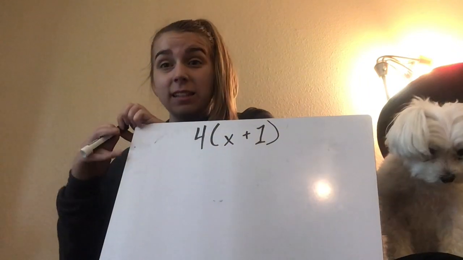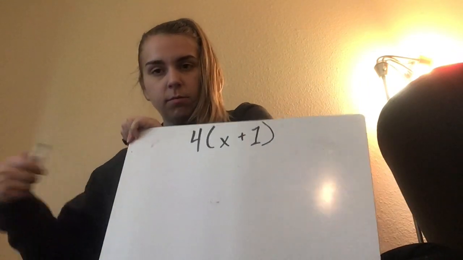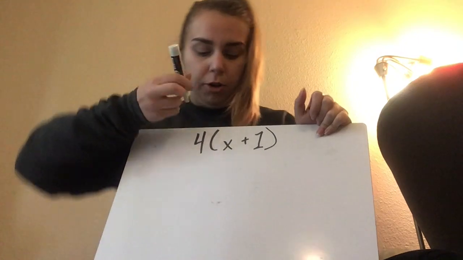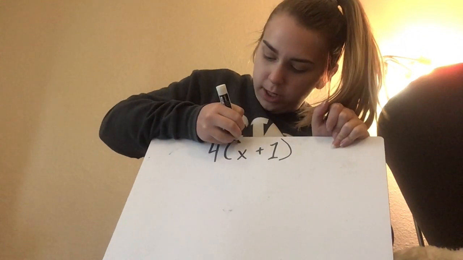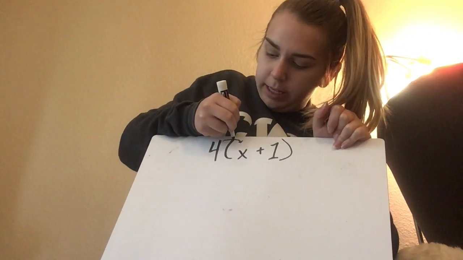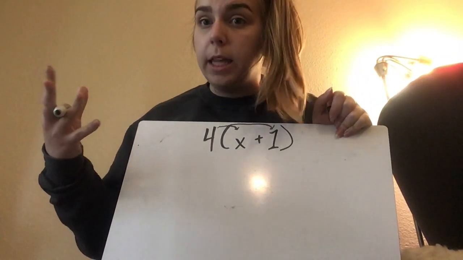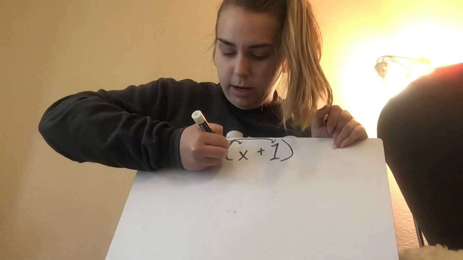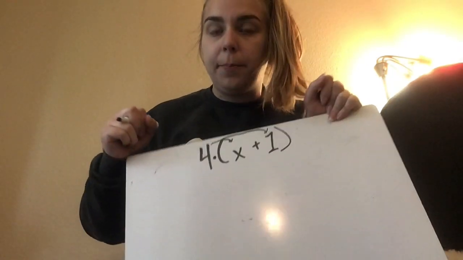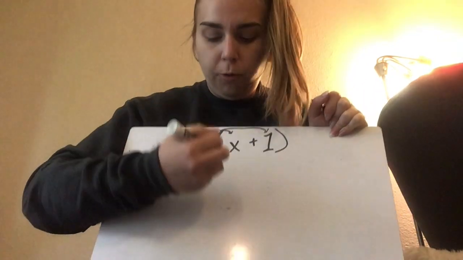So in this case, I'm going to distribute, right, or give the 4 to the x, and I'm going to give or distribute the 4 to the 1. When I do this, remember, I'm multiplying them together because this would be an imaginary multiplication sign right there. Okay, so 4 times x.